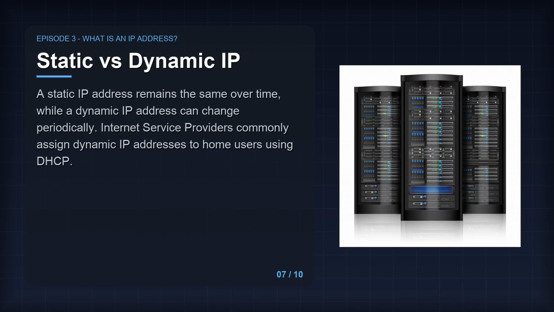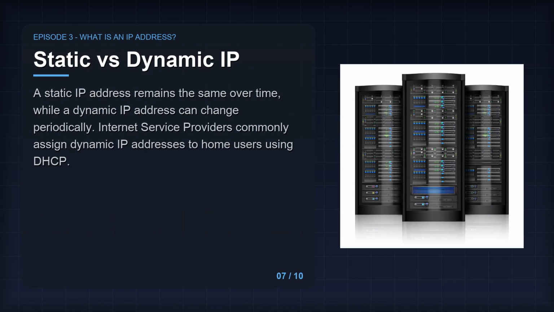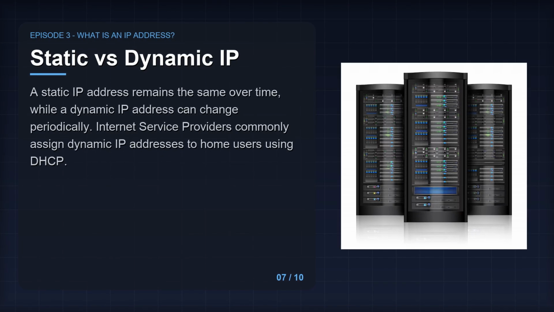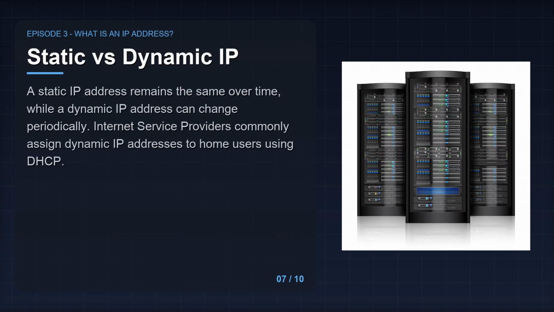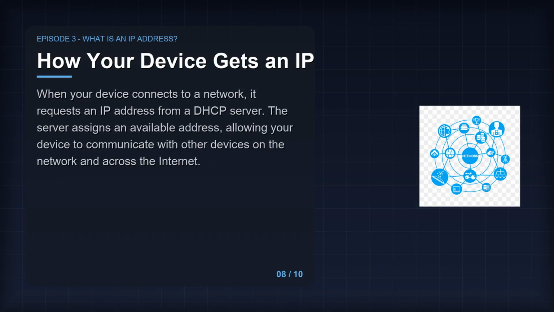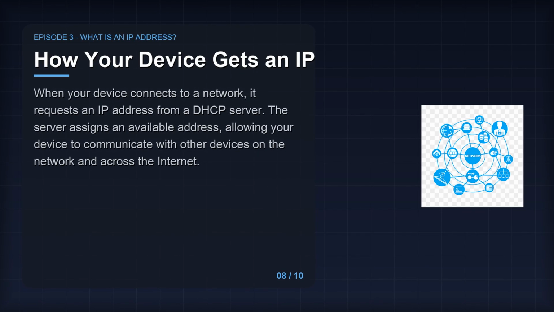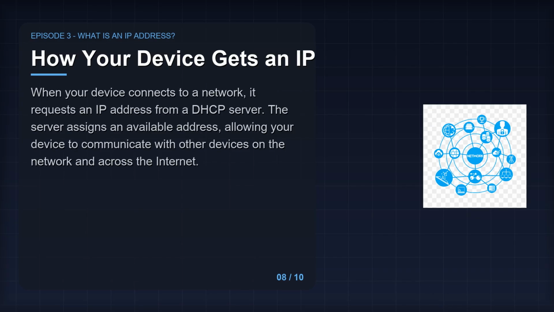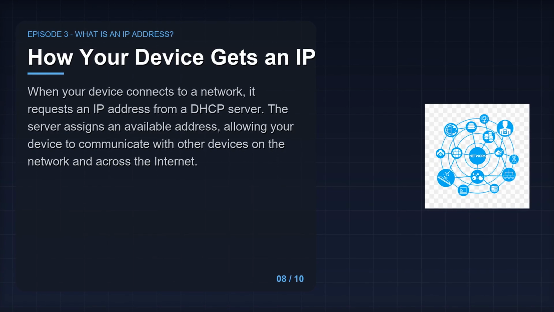A static IP address remains the same over time, while a dynamic IP address can change periodically. Internet service providers commonly assign dynamic IP addresses to home users using DHCP. When your device connects to a network, it requests an IP address from a DHCP server. The server assigns an available address, allowing your device to communicate with other devices on the network and across the internet.